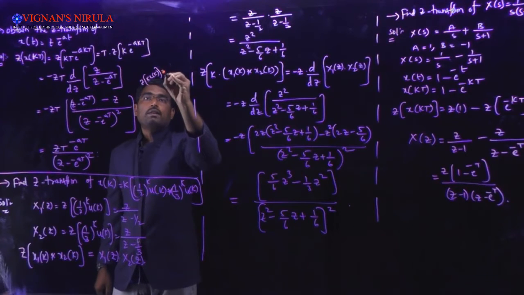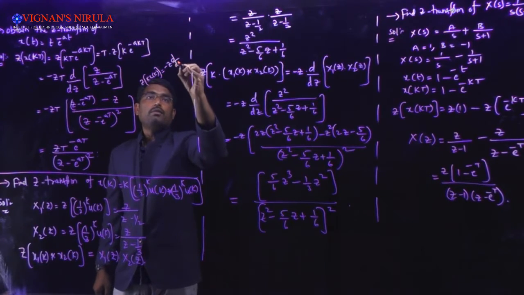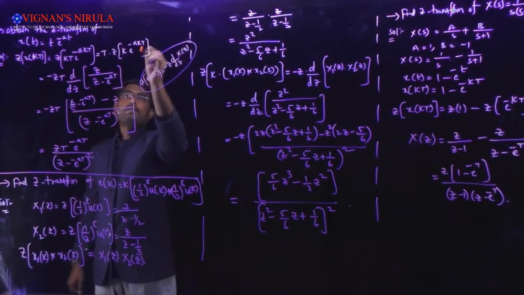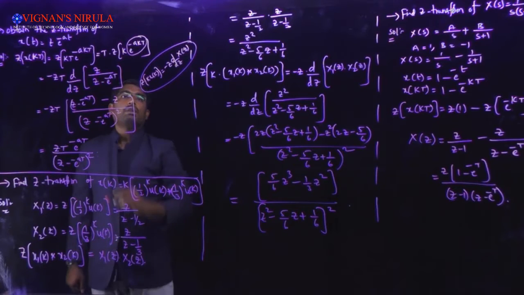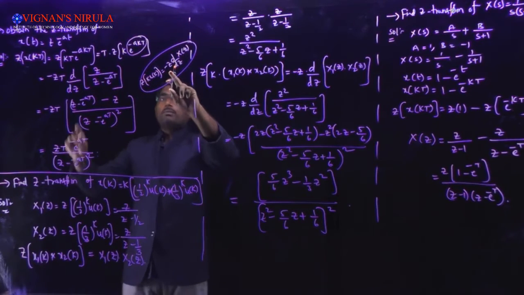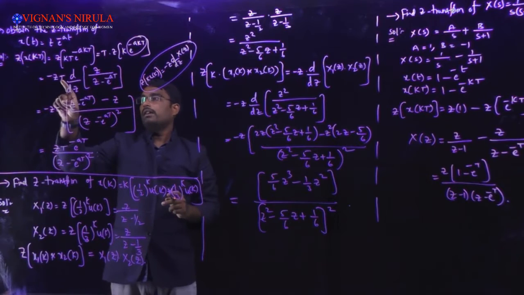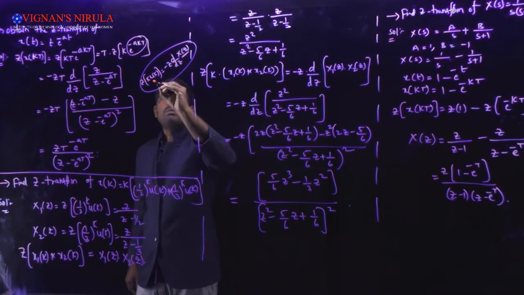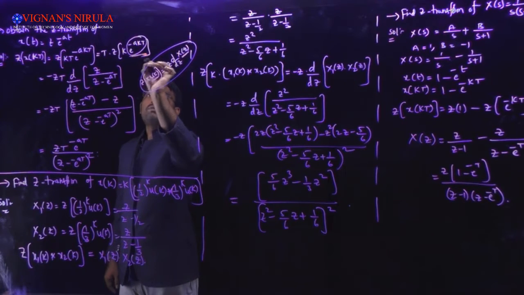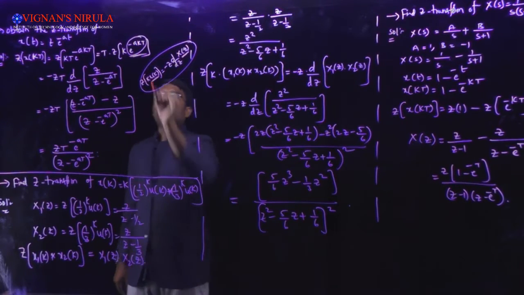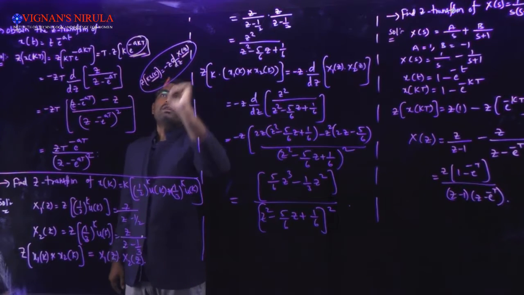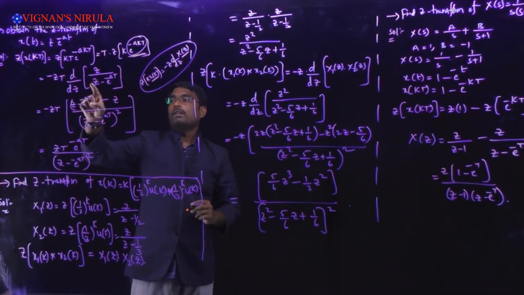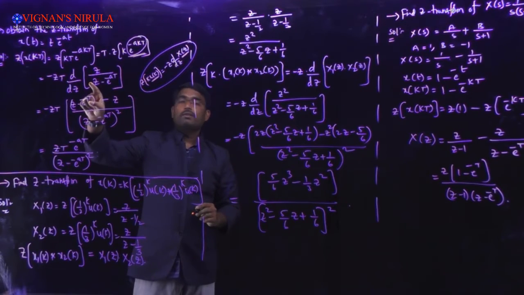The formula is minus z into d by dz of X of z. That means here k into x of k, in the place of x of k we have e power minus a kT. So this is minus z into T into d by dz of X of z, which is the Z transform of x of k. Here we have x of k as e power minus a kT. So Z transform of e power minus a kT becomes X of z, which we know already is z by z minus e power minus a T. We have solved it in the previous examples.